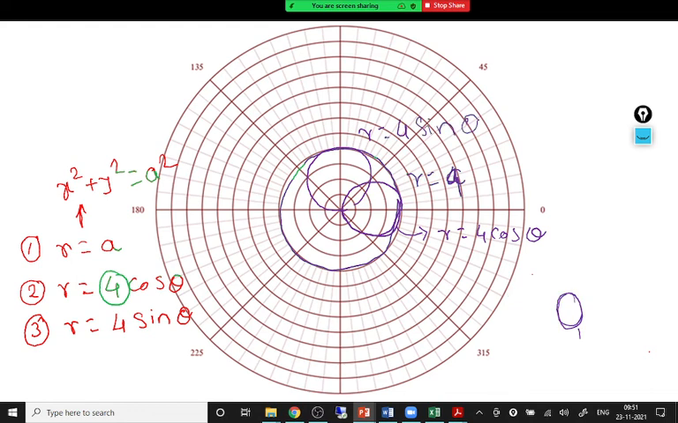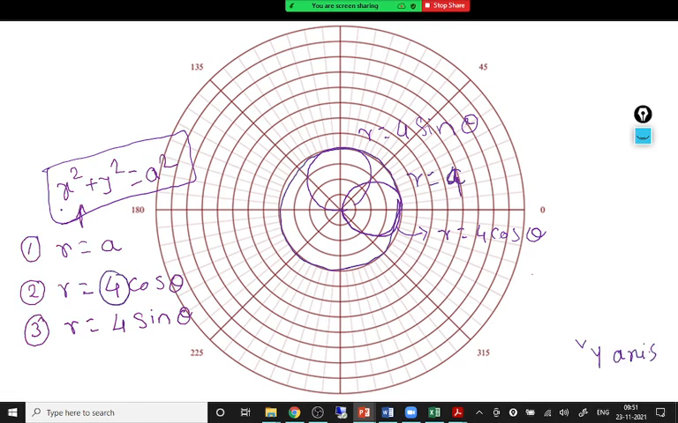Is it clear? Any doubt? So r is equal to a, will you show again? r equal to a is a very simple curve. What is the equation? It is a circle with center 0, 0 and radius a. Okay, so that is a straightforward curve actually.